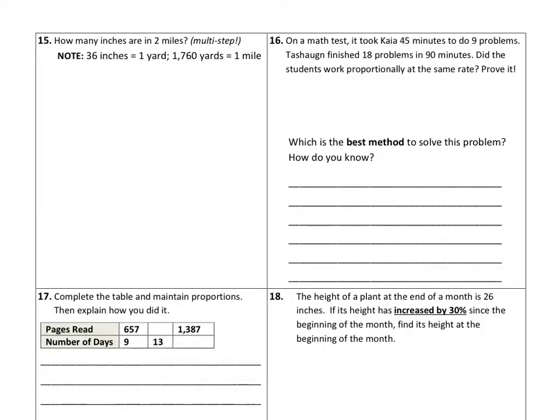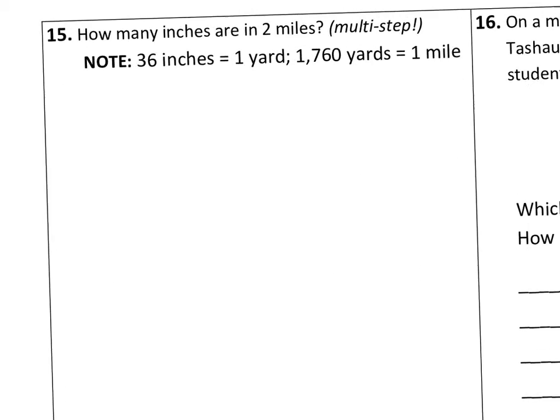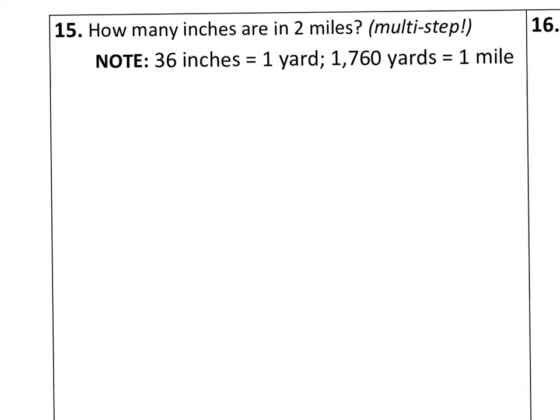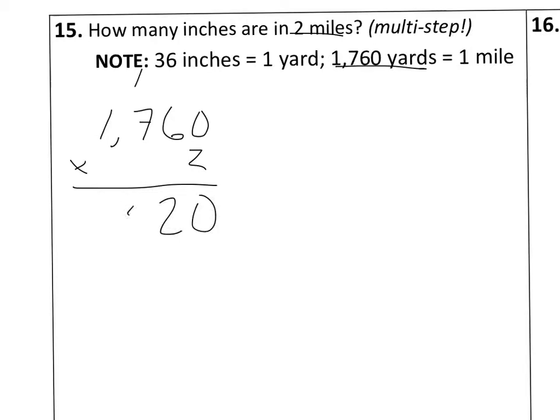Number 15, how many inches are in 2 miles? Multi-step. Alright, let's take a look at this here. There's a couple of ways you can go about this. If I know that there's 1,760 yards in a mile and he's going for 2 miles, what I might want to do is to multiply this by 2 to figure out how much this is for 2 miles. If I do this, I get 3,520 yards are in 2 miles.